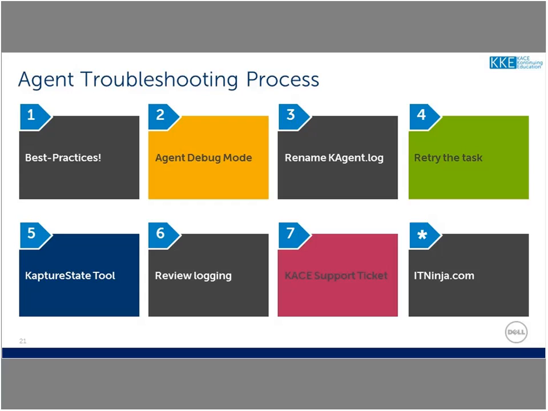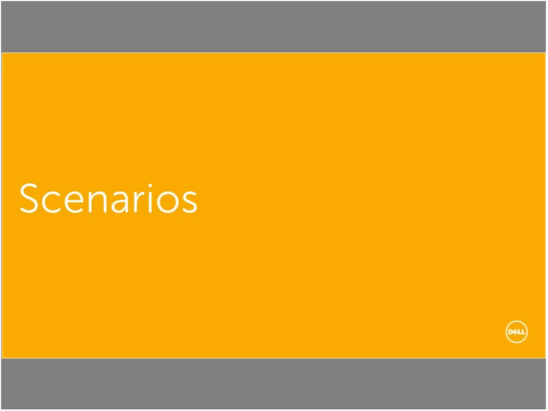But this is the process, folks. It's this simple. Make sure it's configured correctly. Put the agent in debug mode, retry the task, use the capture state tool to capture up all the logs, review those logs, and get help from case support or your peers if you need to. So now that we understand this, we've got a couple of scenarios to test it out, to see if we understand what we're going through here.